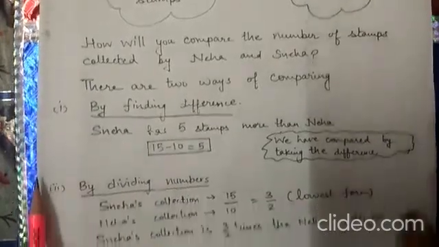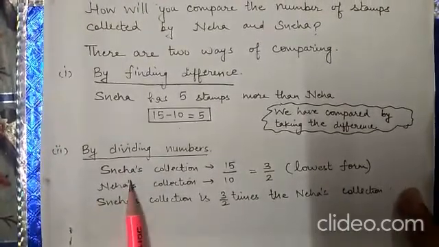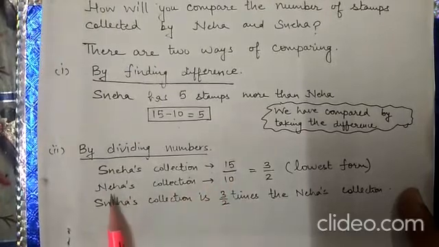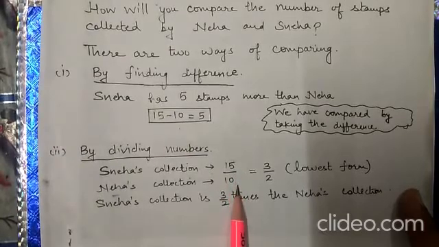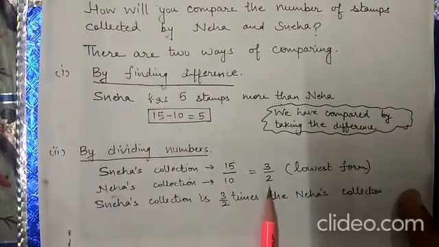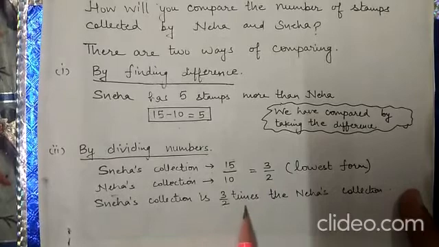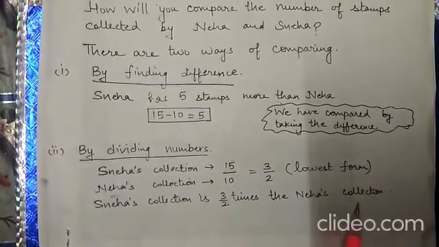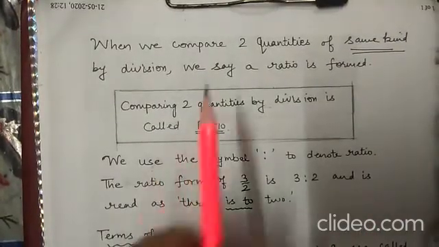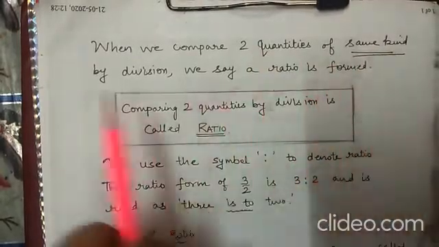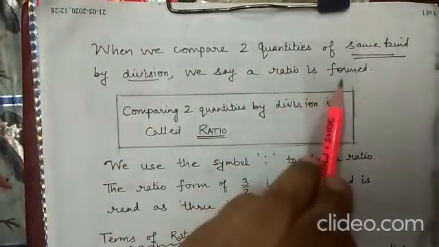And the second method of comparing is by dividing these numbers. Sneha's collection is 15, Neha's collection is 10. If we divide these two, both are divisible by 5. We are getting 3 by 2 in the lowest form. That is, Sneha's collection is 3 by 2 times Neha's collection. So, when we compare two quantities of the same kind by division, then we say that a ratio is formed.